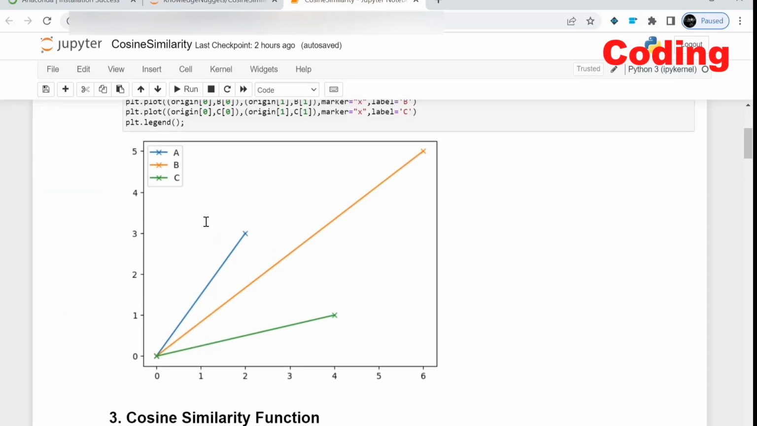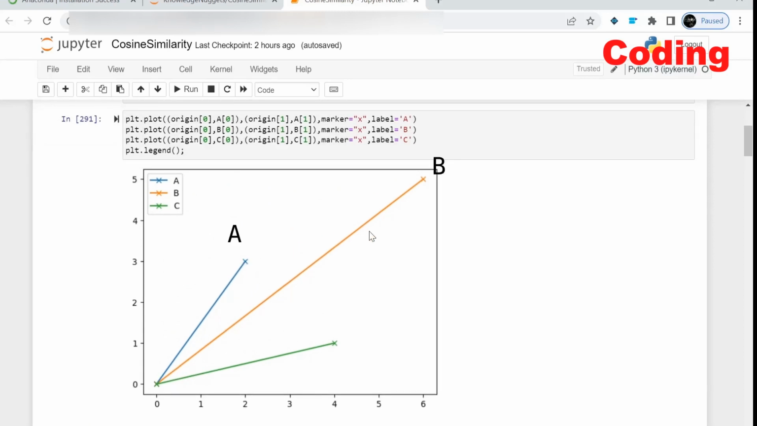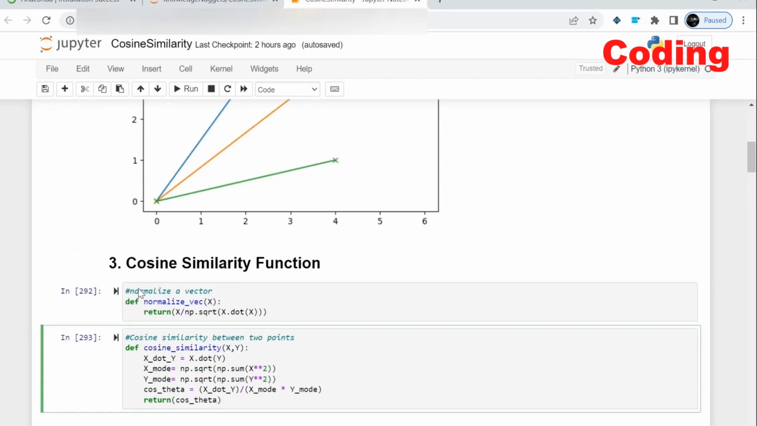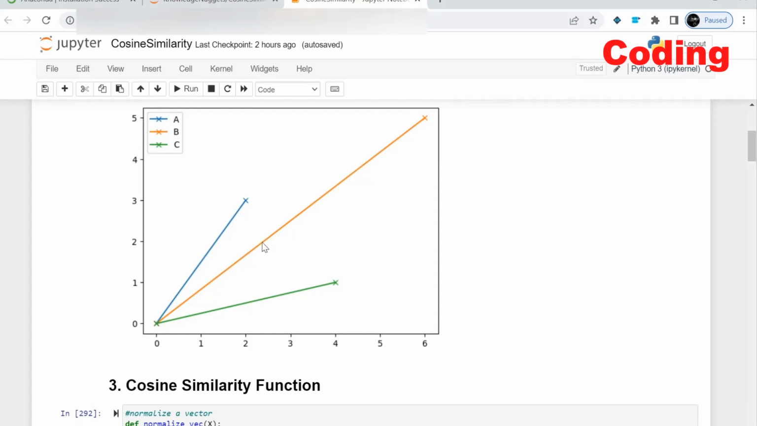In step 4, we'll be deriving the cosine similarity between vectors A and B and also between vectors B and C. From this diagram, we see that A and B are much closer, so the cosine similarity will be higher than the cosine similarity between B and C. We have found that the cosine similarity between A and B is 0.9587, whereas the cosine similarity between B and C is 0.9, and between A and C is 0.73.